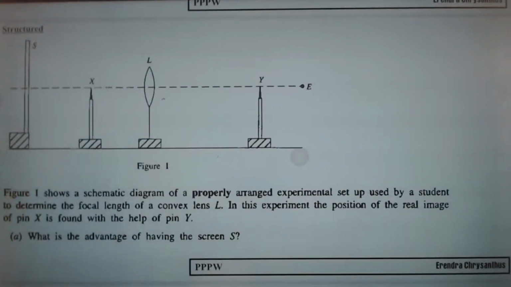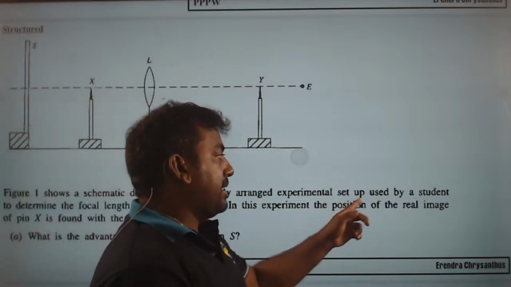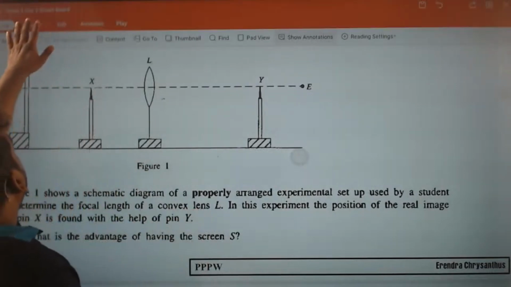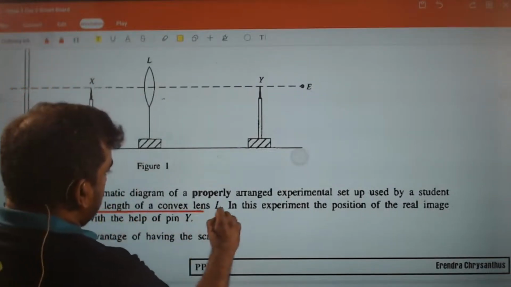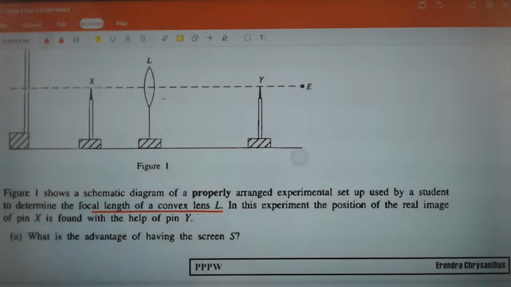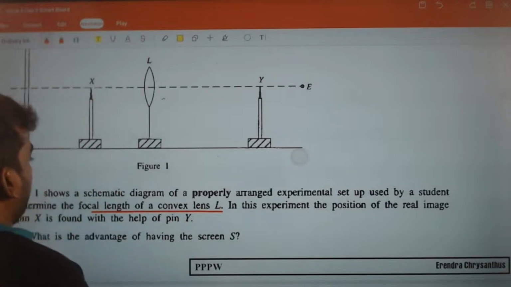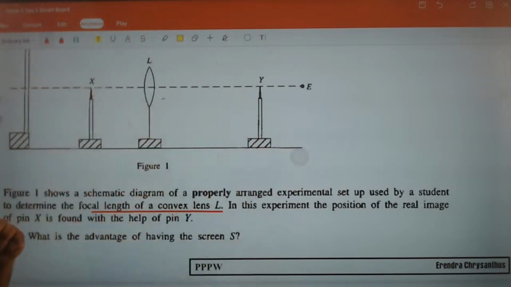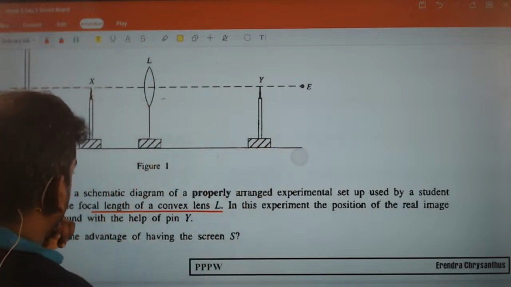Structured essay. Right. Have a look. So this is a very famous practical. Figure 1 shows a schematic diagram of a properly arranged experimental setup by a student determining the focal length of a convex lens. In this experiment, the position of the real image of the pin X is found with the help of pin Y. So you are using the non-parallax method. What is the advantage of having a screen S?